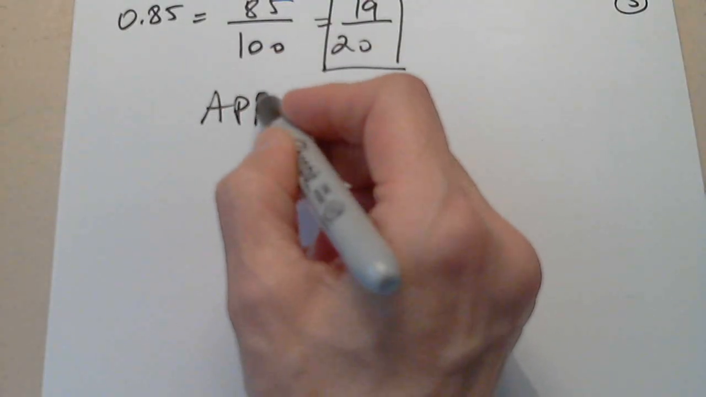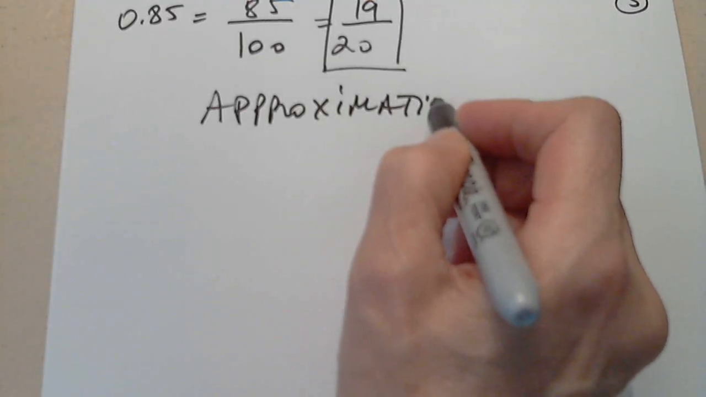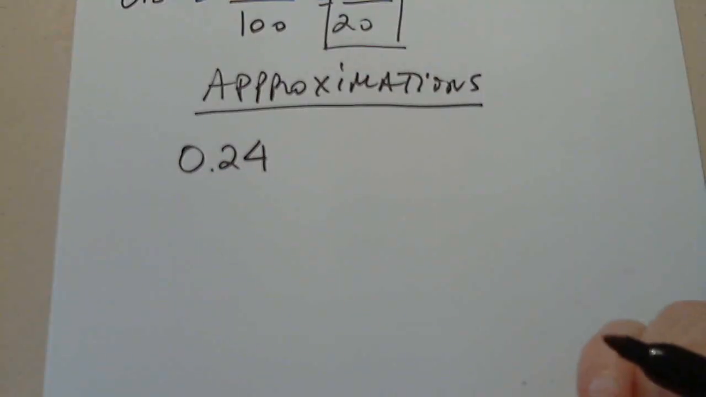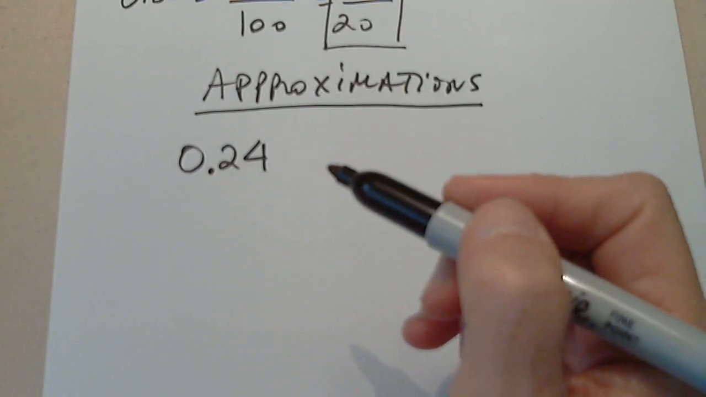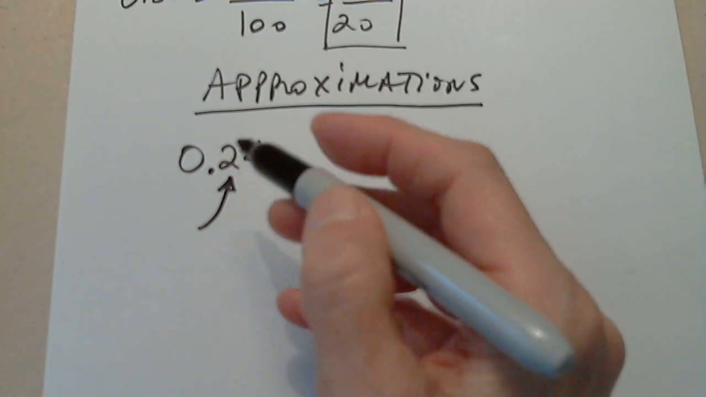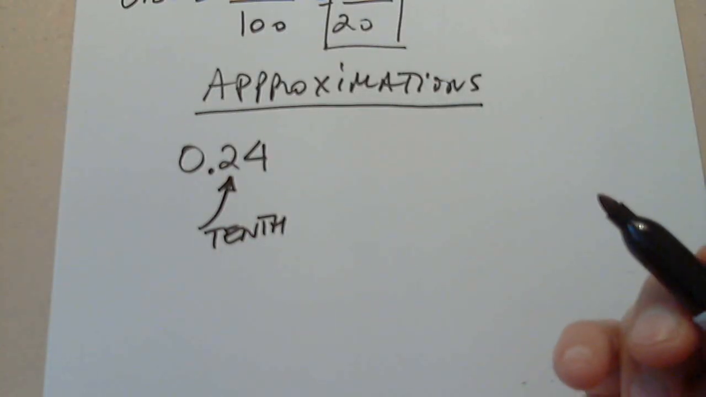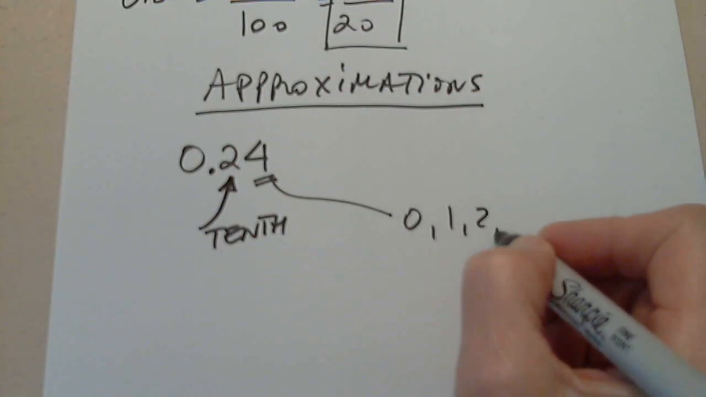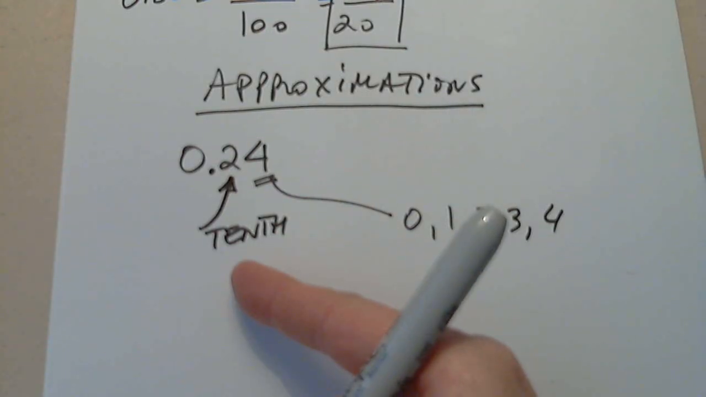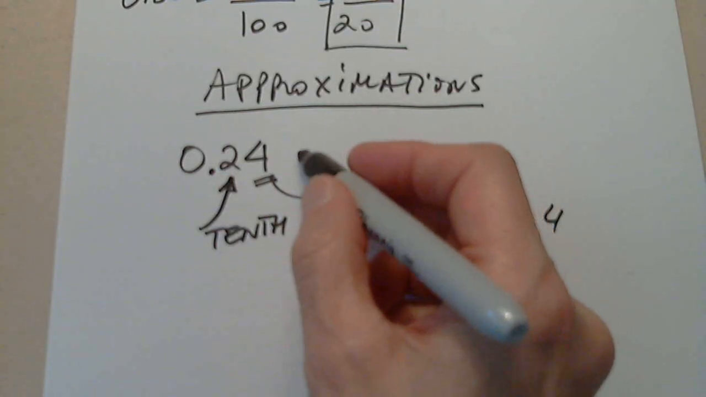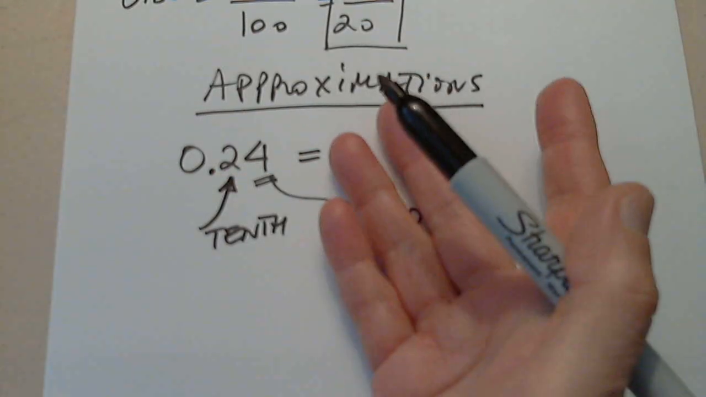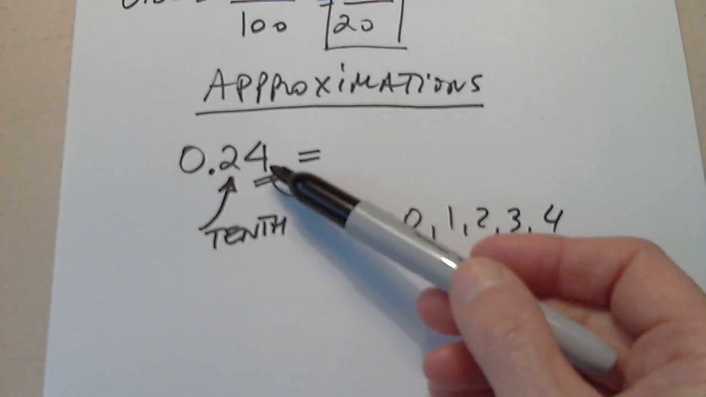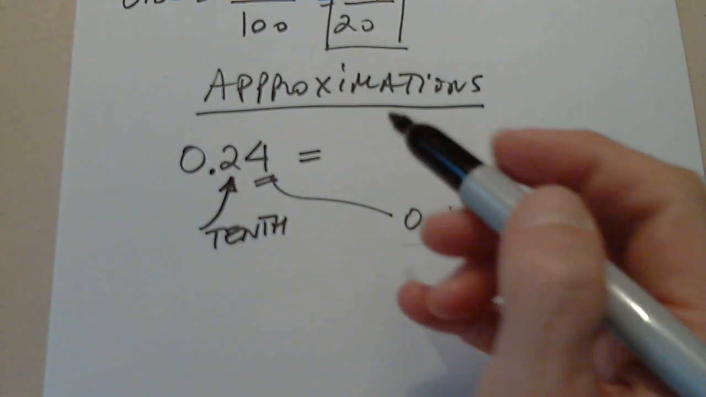Let's talk about approximations. If I'm given 0.24, and they said to approximate to the nearest tenth, I look at the following digit, and if this number is 0, 1, 2, 3, or 4, and I'm asked to approximate to the first decimal digit, I cannot change the 2 into the next digit, 3, because this number is 0, 1, 2, 3, or 4. So the answer will be this.